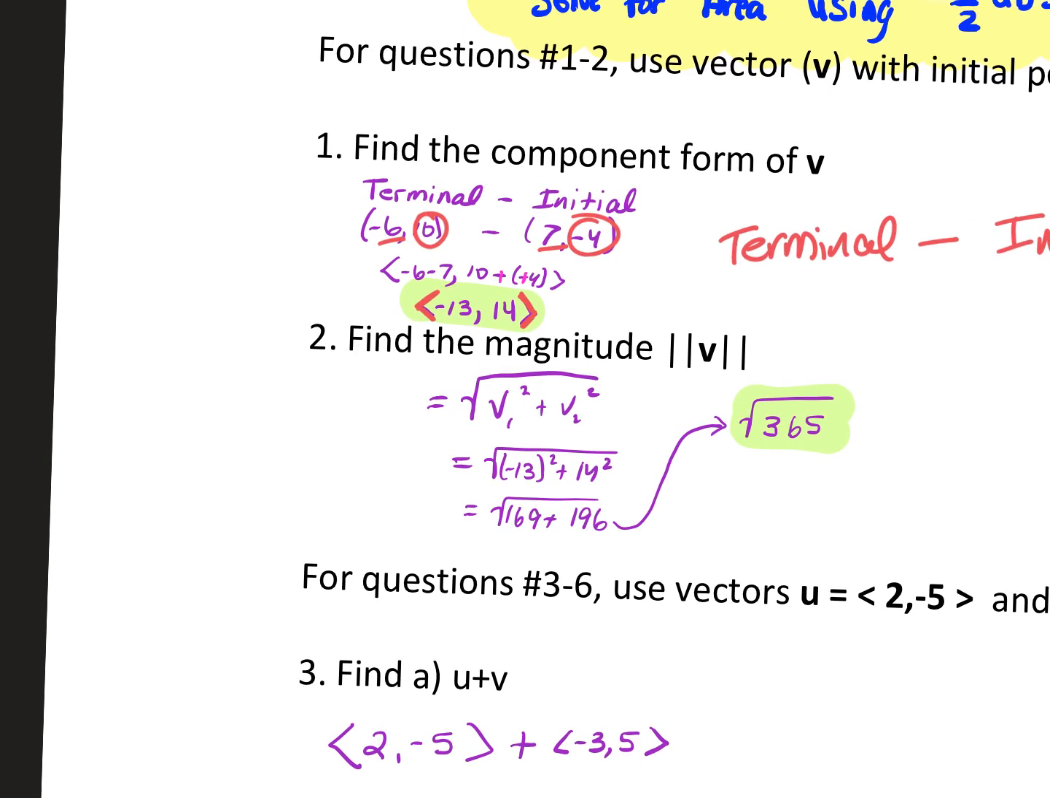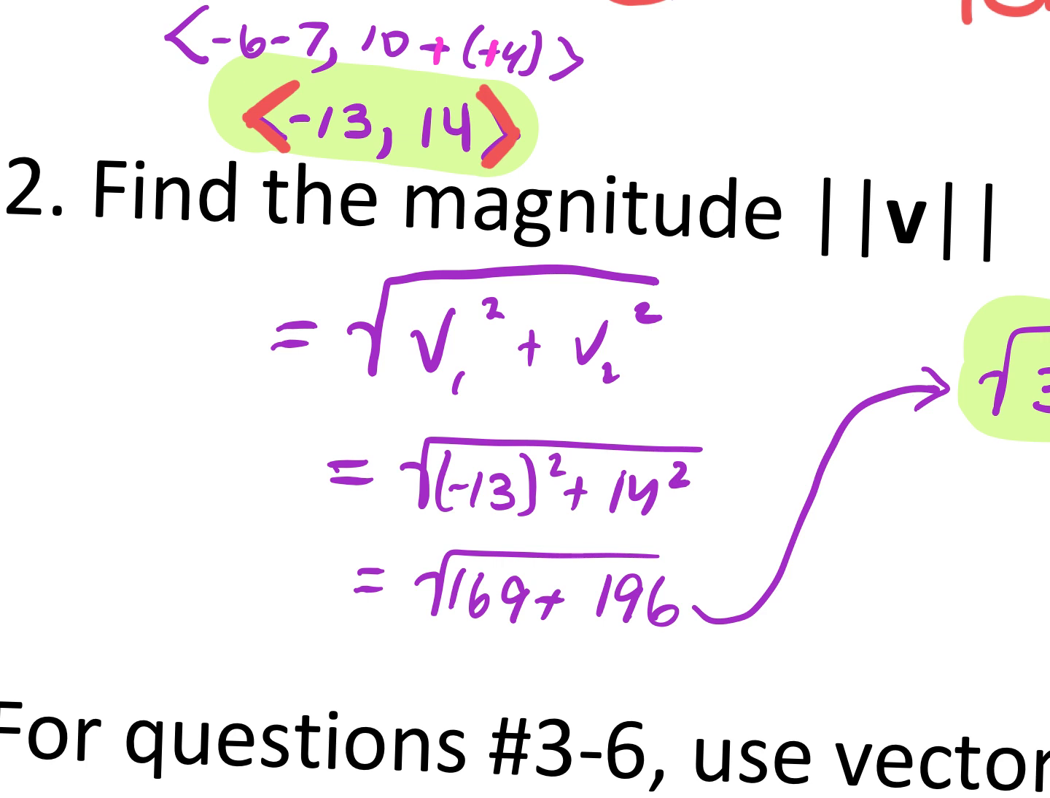Then it's going to ask you to find the magnitude. Well, the magnitude is where you just take the vector that you found, and you take each piece of it, square it, add it together, take the square root.